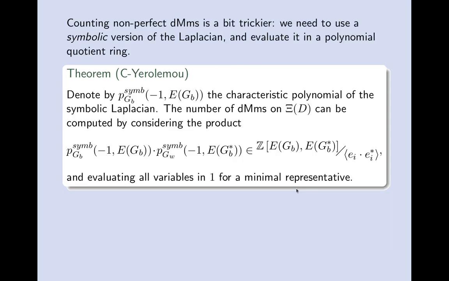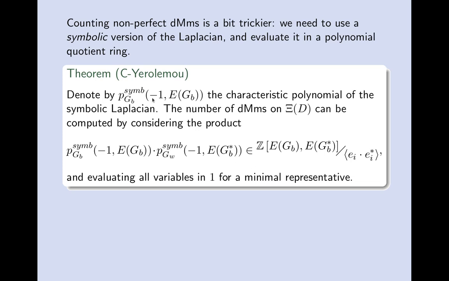But we can do a bit more. We can also try to count non-perfect discrete Morse matchings, even though this is a bit more tricky. To do this, we use a symbolic version of the Laplacian, where the entries of the Laplacian matrix, if you know the definition, are replaced by symbolic versions. So basically the symbolic Laplacian is a matrix whose entries are polynomials with variables corresponding to the edges of the graph.